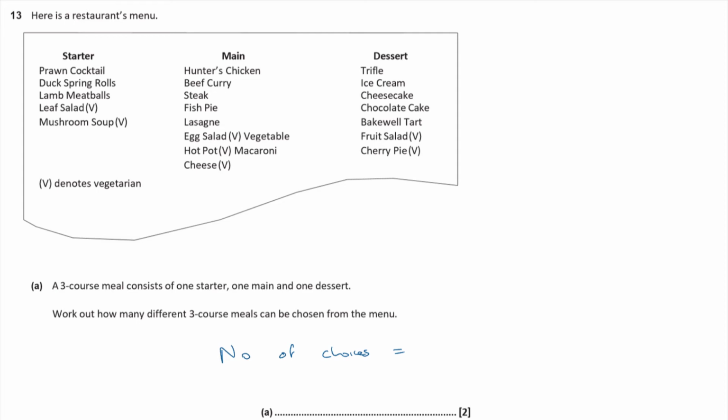You got 1, 2, 3, 4, 5 starters. So I've got 5 starters. I've got 1, 2, 3, 4, 5, 6, 7, 8 main courses, and I've got 1, 2, 3, 4, 5, 6, 7 desserts. So 5 times 8 times 7. If I just multiply all those together, then that is my total number of different combinations that I can get, isn't it?